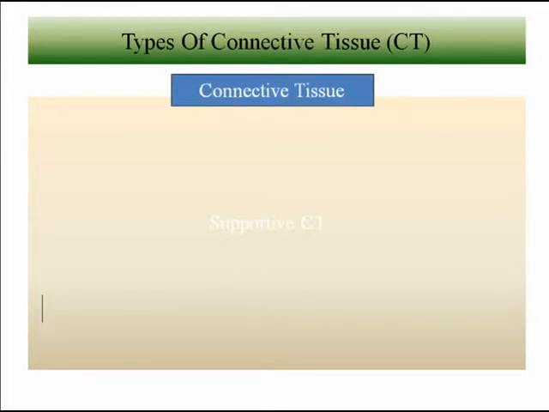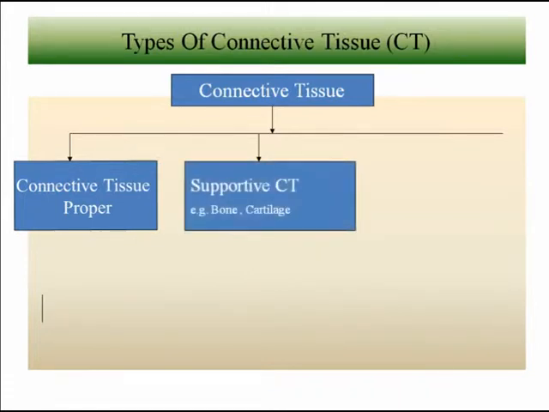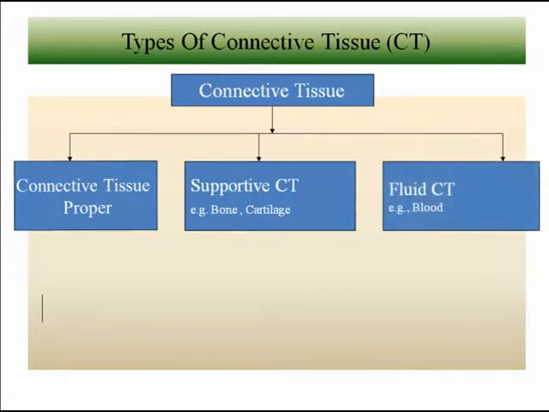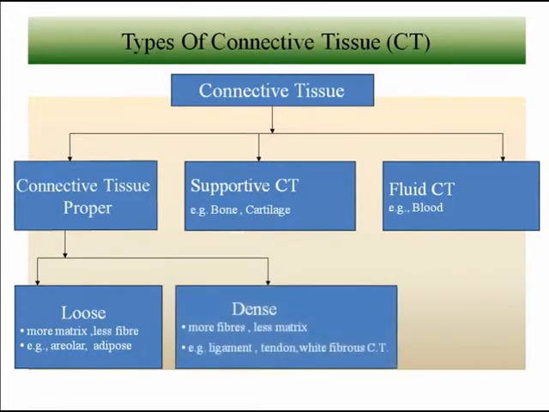Now, types of connective tissue. Connective tissue can be classified into the following types. The first one is connective tissue proper. Second one is supportive connective tissue, in which bone and cartilage tissue come. Third one is fluid connective tissue. Blood represents fluid connective tissue. Connective tissue proper is further divided into loose connective tissue, in which areolar tissue and adipose tissue come, and dense connective tissue, in which ligament, tendon and white fibrous connective tissue come.